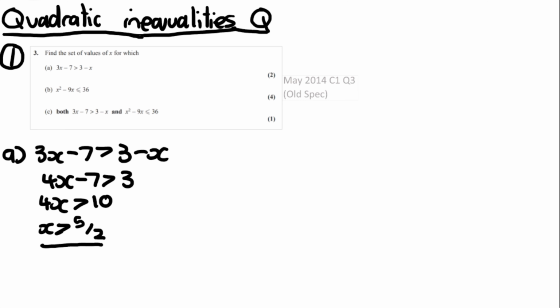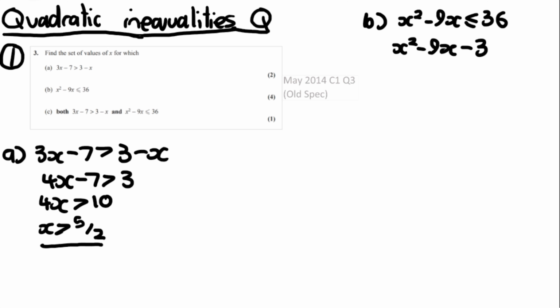For the second one, we're going to do it up here. This is a quadratic. So the first thing we need to do is get it in the form ax squared plus bx plus c. So the way we do that is bring the first 6 on the other side to get x squared minus 9x minus 36 is less than or equal to 0. Then we replace the inequality sign with the equal sign to do x squared minus 9x minus 36 is equal to 0. Then we find the roots.